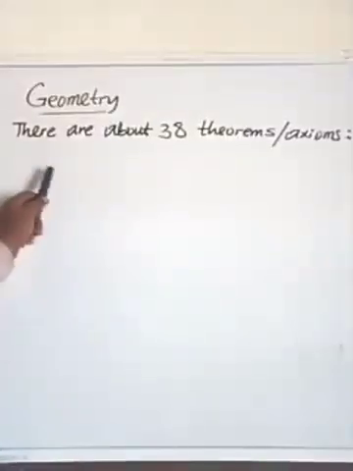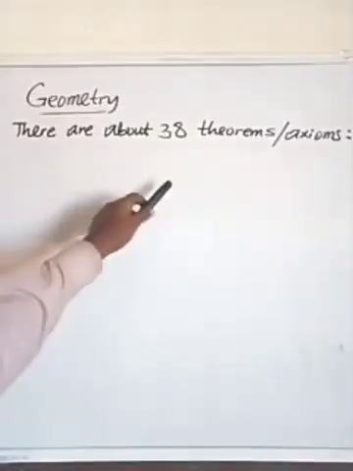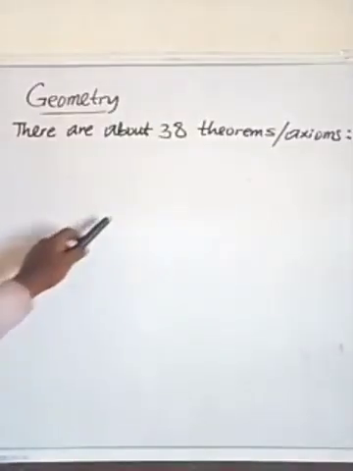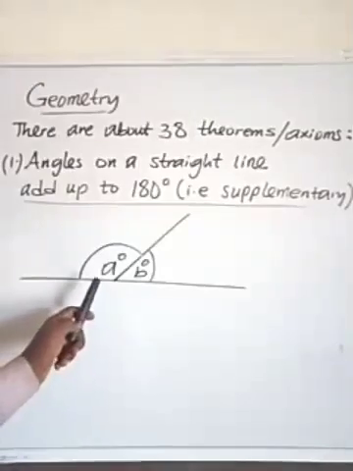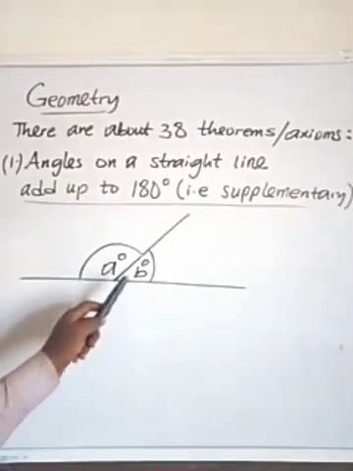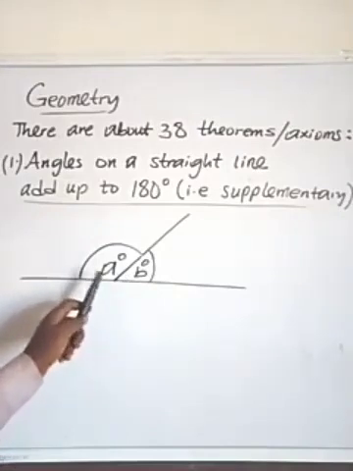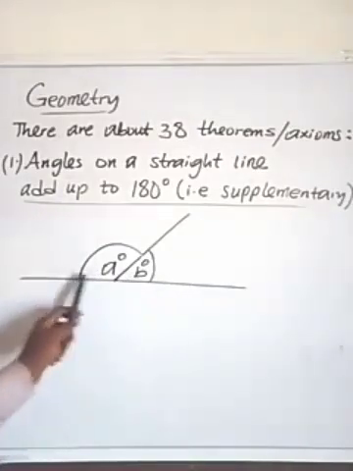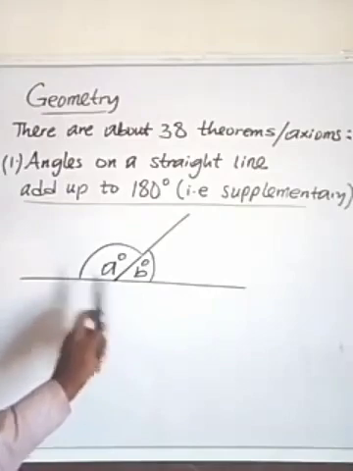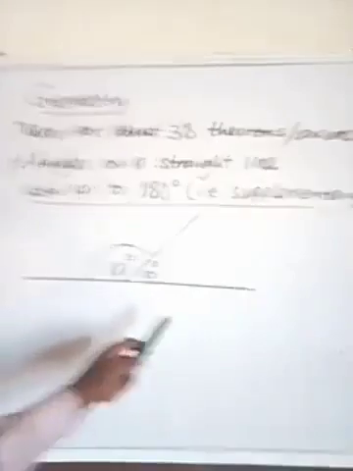1. Angles on a straight line add up to 180 degrees, that is supplementary. Now, in this diagram, we can see that A and B are adjacent angles on a straight line, and they add up to 180 degrees. That is, A plus B equals 180 degrees.